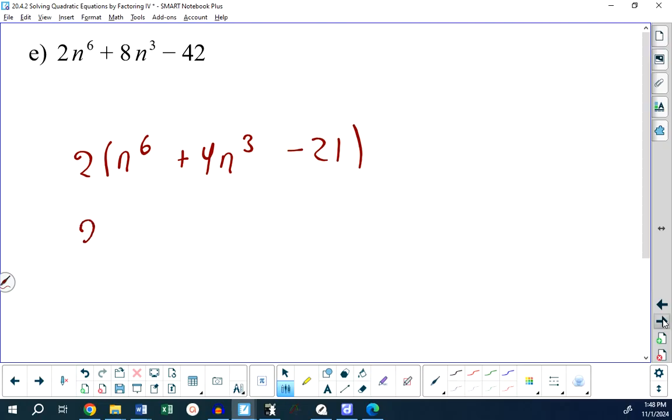The idea here, this whole half thing, is because the thing you square to get n to an even number is n to half of that even number. So that'll give me my n to the 6. My outer and inner now are going to be n cubeds. So I just need two numbers that multiply to give negative 21 and add to give positive 4, and I'm done.